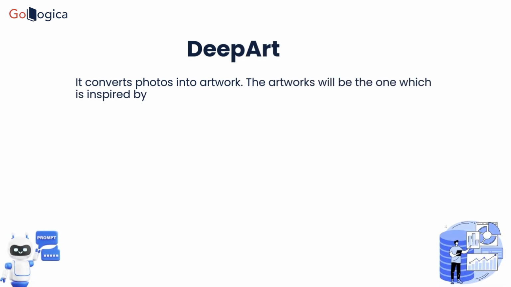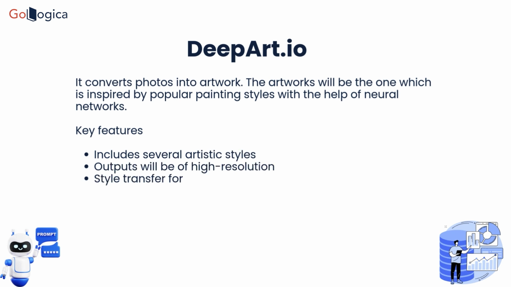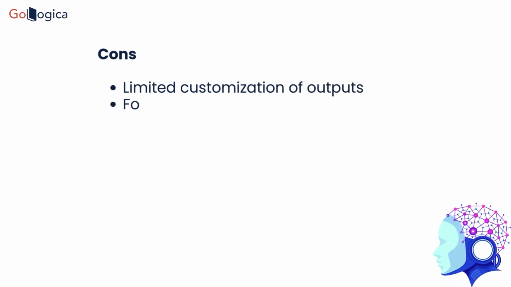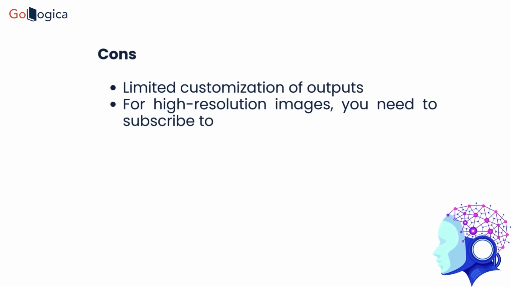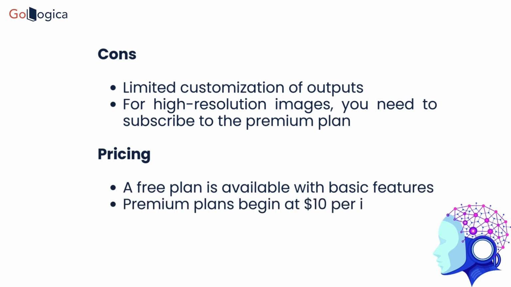Deepart.io. It converts photos into artwork. The artworks will be inspired by popular painting styles with the help of neural networks. Key features include several artistic styles. Outputs will be of high resolution, style transfer for images, unique style options, intuitive interface for fast editing. Cons: limited customization of outputs. For high resolution images, you need to subscribe to the premium plan. Pricing: a free plan is available with basic features. Premium plans begin at $10 per image.